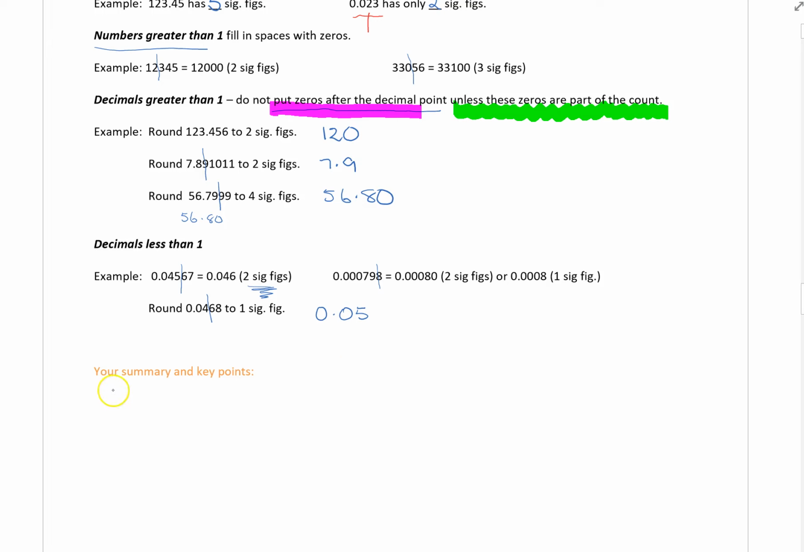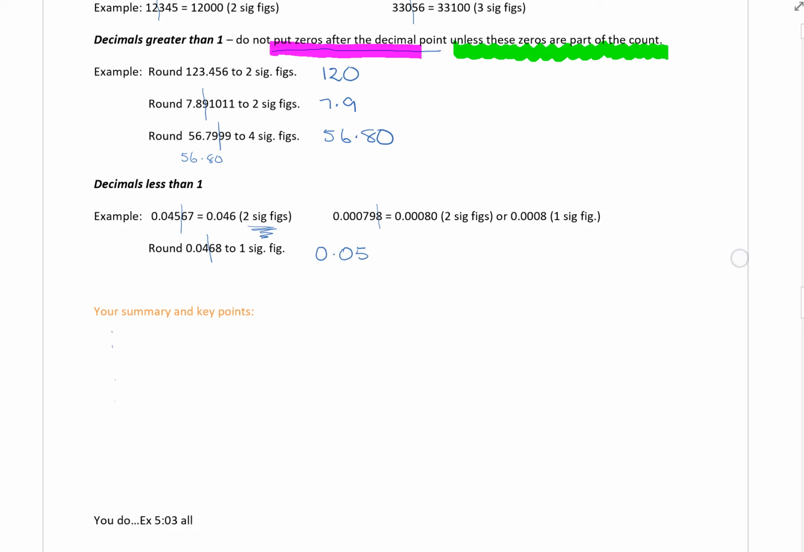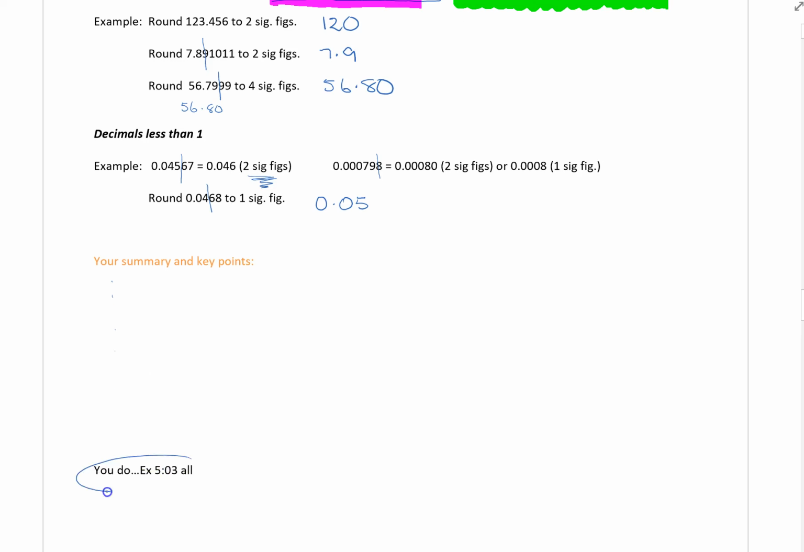Now, there's quite a few things I've emphasised there, and they should be listed here in your summary. And you should be right to do 503, and I'd like you to do all of them.